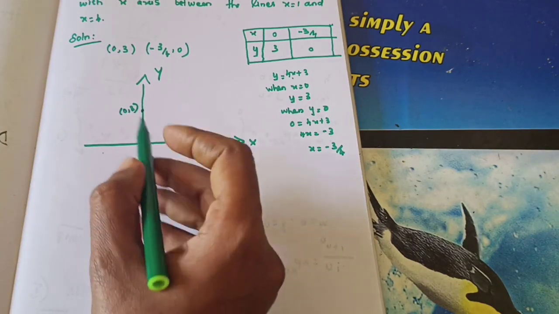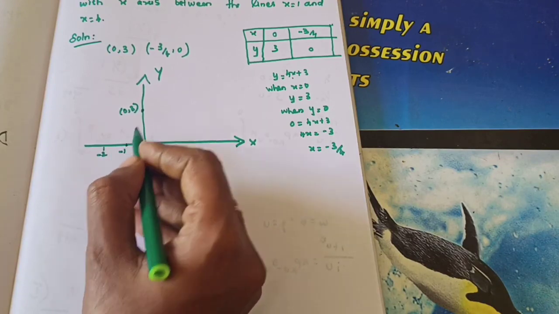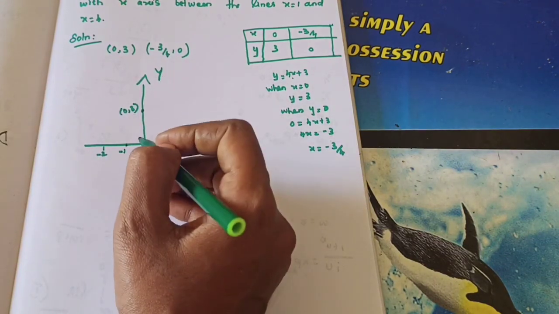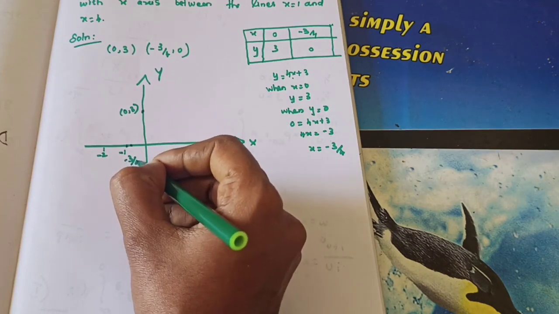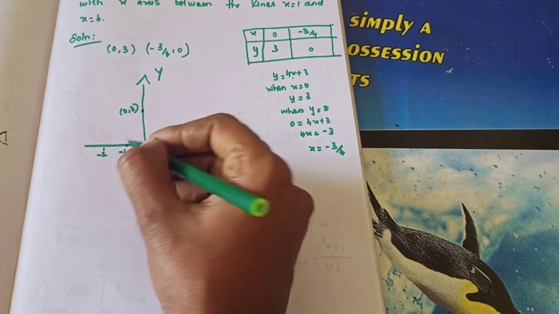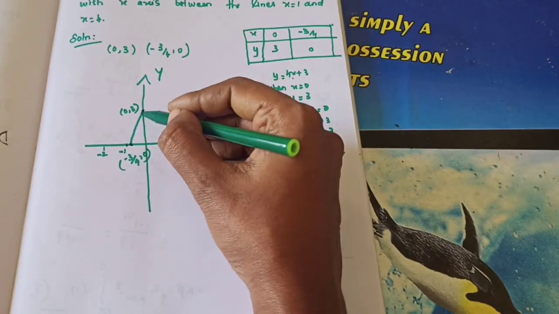Minus 3 by 4, 0. So here it is minus 1. Correct? Minus 1, minus 2. So minus 3 by 4 means it will be less than minus 1. Correct? Minus 3 by 4, 0. It will be here, nearly here. So you join these two points and extend this.